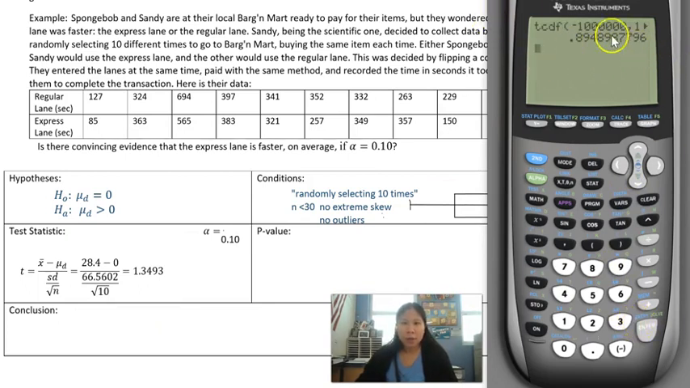For this problem, if we were to draw it out on a normal curve, we would be shading to the right because our HA was pointed to the right. So since it's to the right, we're going to have to do 1 minus this number in order to find our p-value. So 1 minus this number. This would be our p-value, 0.1051.